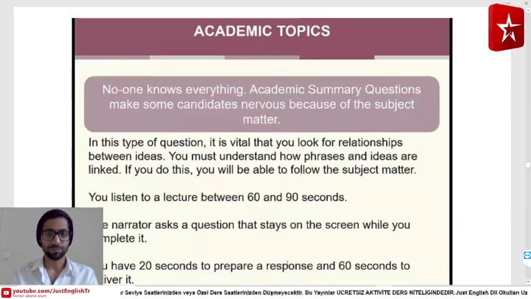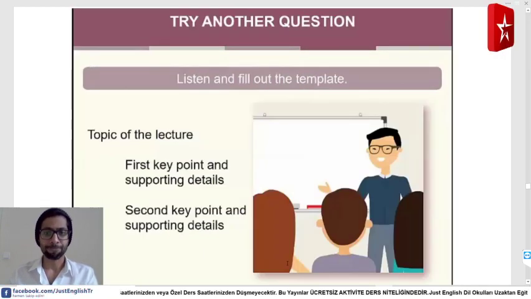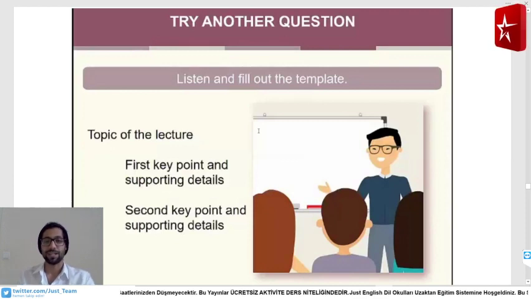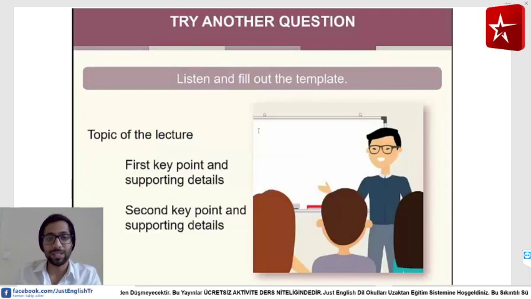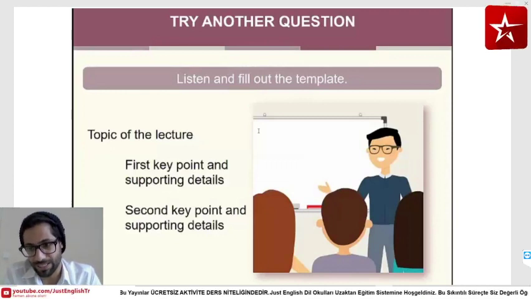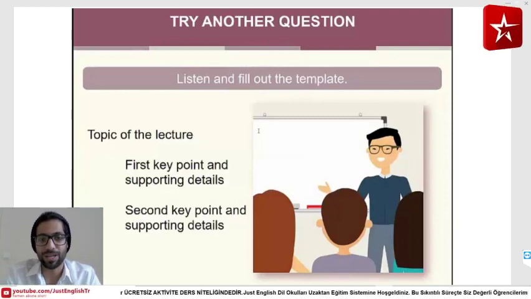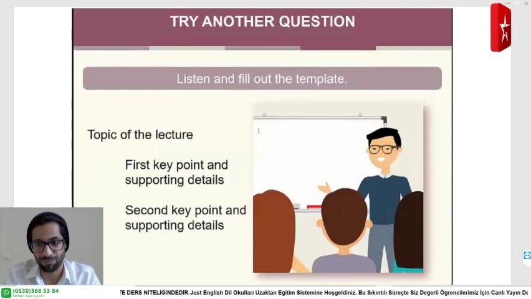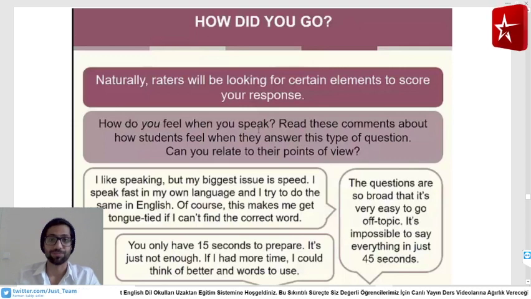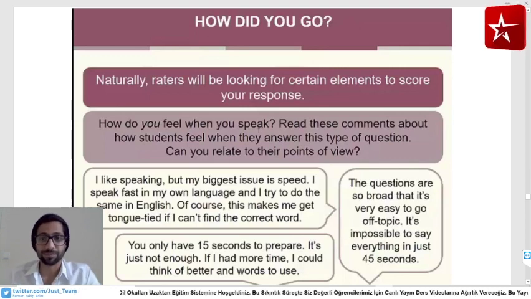Moving on. Okay. The other question, on the other hand, we will listen and write. This is the template, so it will be organized like this. First key point and supporting detail, and second key point and supporting detail. We will get right into it after we finish today's introduction. Okay.